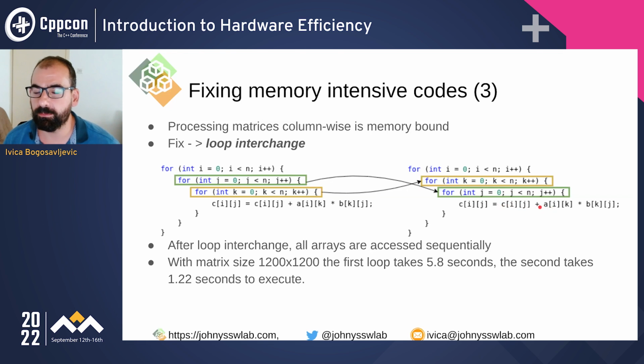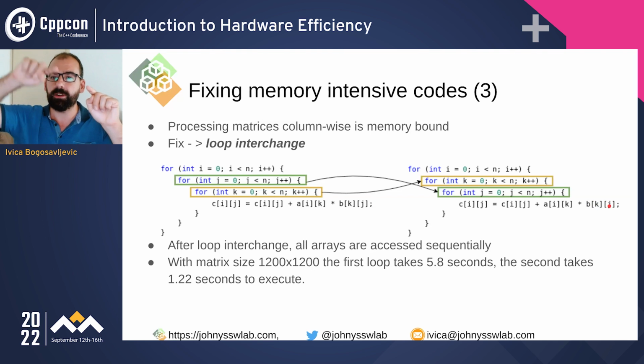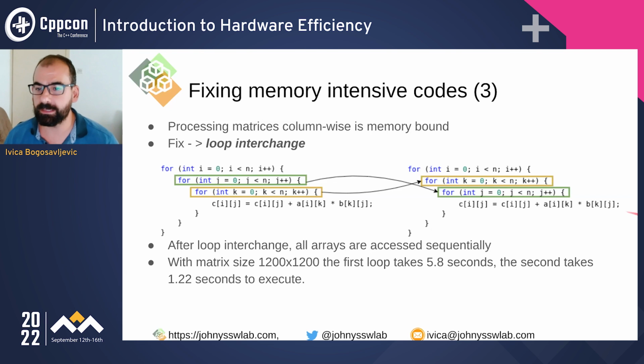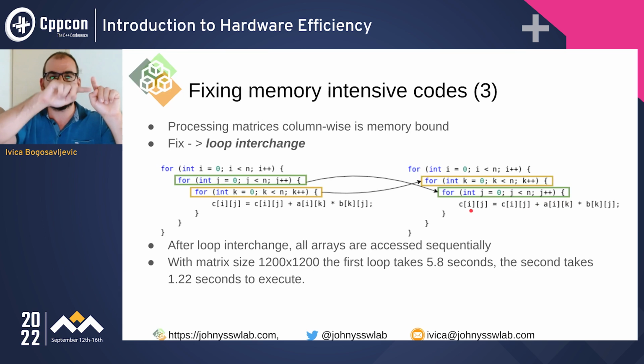What happens with access to A? Well, A does not depend on j, so this is a constant access. It's always hitting the same memory address. And finally, what happens to memory access to B? When j increases by 1, we are again accessing the next memory element in the matrix. So access to A is constant and access to B and C are sequential. So we're accessing just neighboring memory addresses.